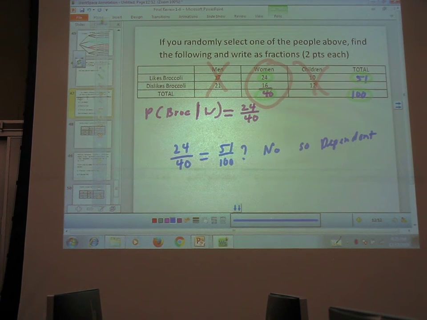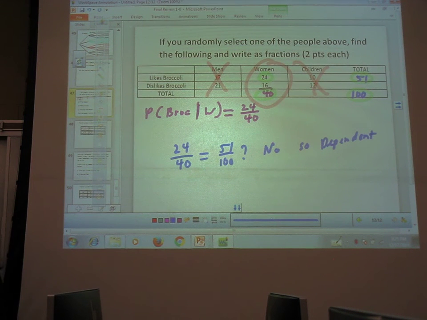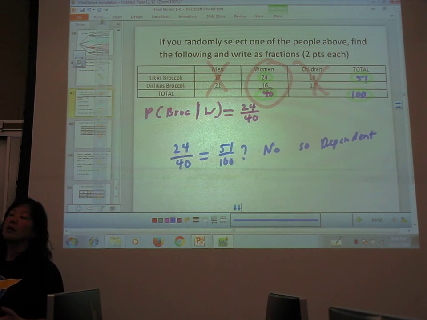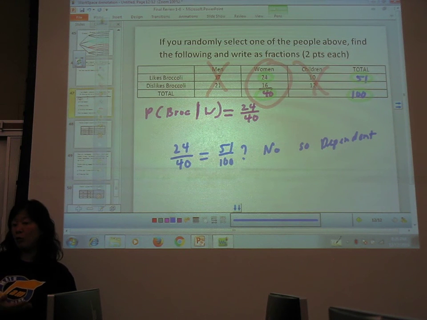Mutually exclusive is, if you remember, like if I'm mutually exclusive and you're mutually exclusive, I'm not going to mix with you. I'm exclusive of you and you're exclusive of me. We have nothing in common. So two things that have nothing in common are mutually exclusive. Are there any women who like broccoli? They have some people in common, so they're not mutually exclusive.